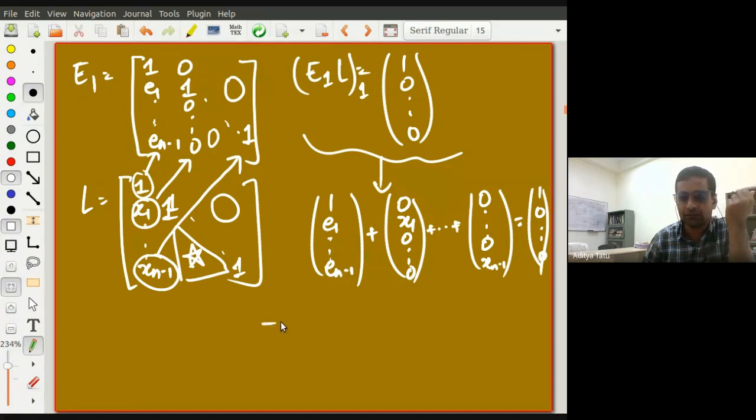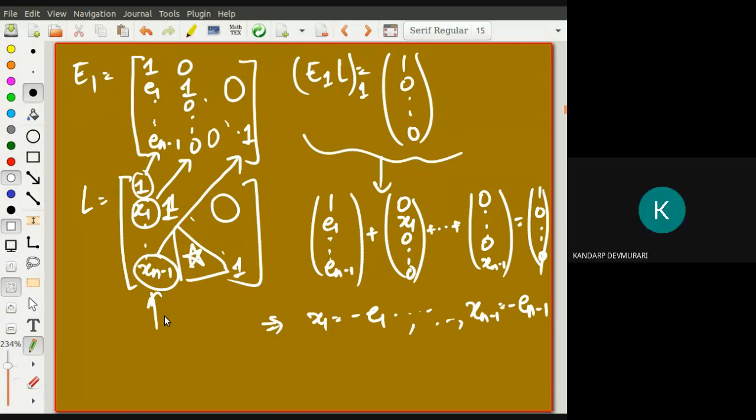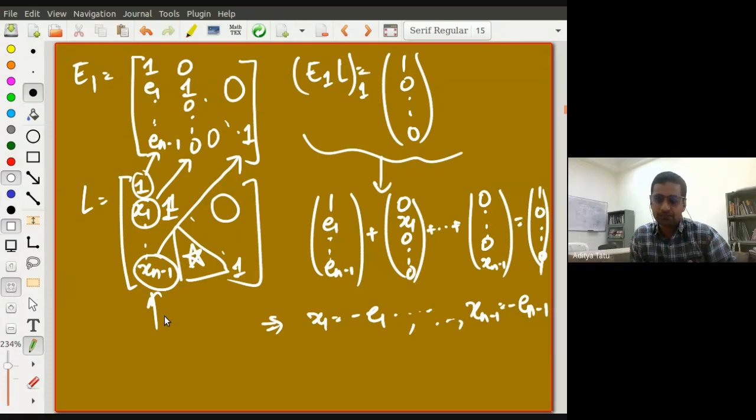I think it's easy, right? 1 plus all zeros is equal to 1, no problems. So x1 would be minus E1 and so on. Xn minus 1 will be minus E10. So that's the first column of the matrix L. How many computations have we performed in order to know the first column of the matrix L? 0, right? 0 additional computations. Once we know the matrix E1, from that we can easily find the first column of the matrix L without performing any additional computations.